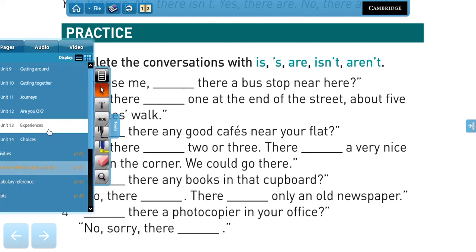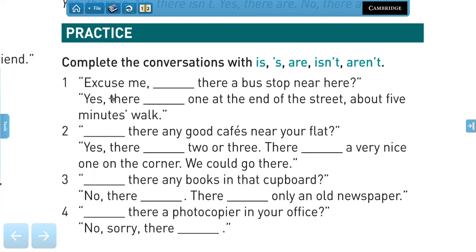Are you ready? So let's see. The first one says, excuse me, is there a bus stop near here? We cannot use these for questions, right? So we say, is there a bus stop near here? Yes, there's one at the end of the street, about 5 minutes walk.